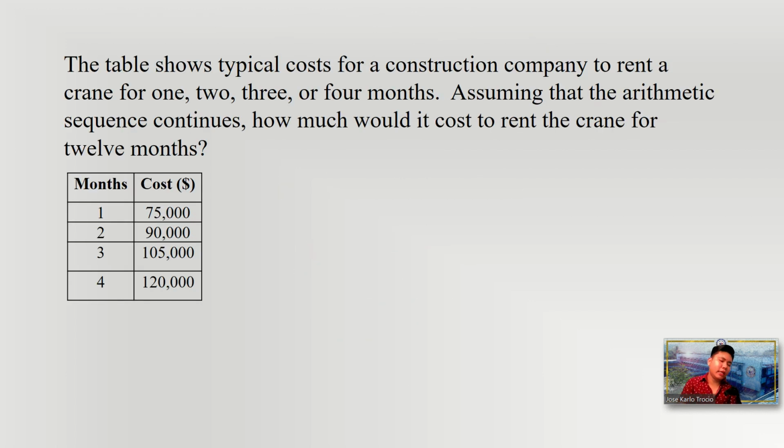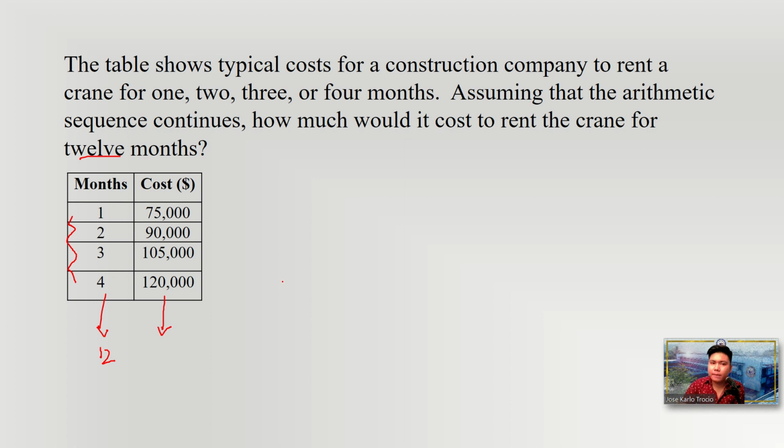How about, let us have the problem solving. Kindly read. The table shows typical costs for a construction company to rent a crane for 1, 2, 3, or 4 months. These are the data. There are 4 months, like 1, 2, 3, 4. Using that arithmetic sequence, how much would it cost to rent the crane for 12 months? So we continue up to 12 months. So that must be a big thing. How much would it cost to rent the crane for 12 months?